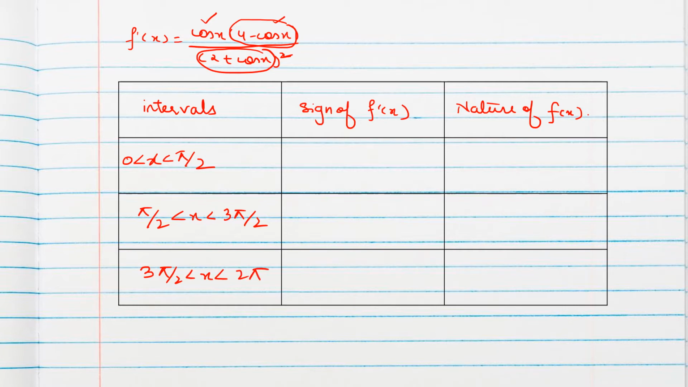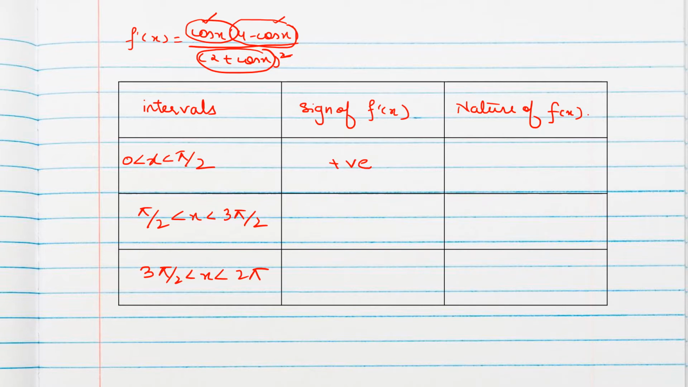Now this is the first quadrant. In the first quadrant we are only concerned about the cos x function. In the first quadrant, cos x is positive, so we can say f dash of x will be positive.